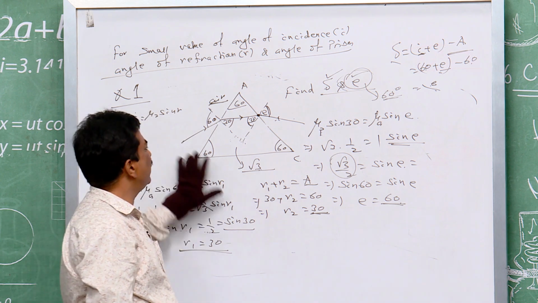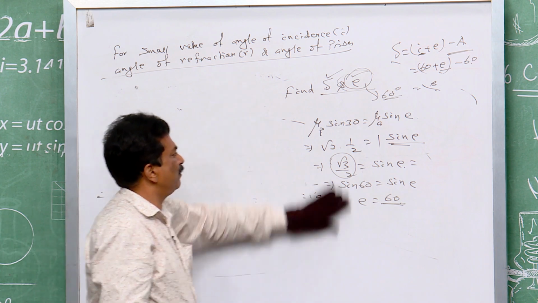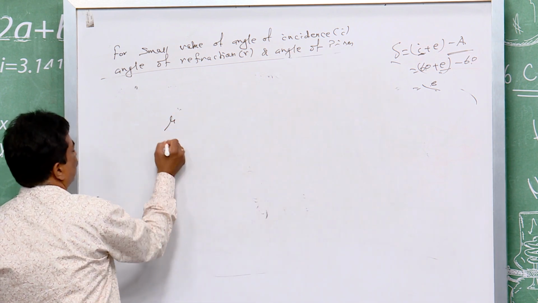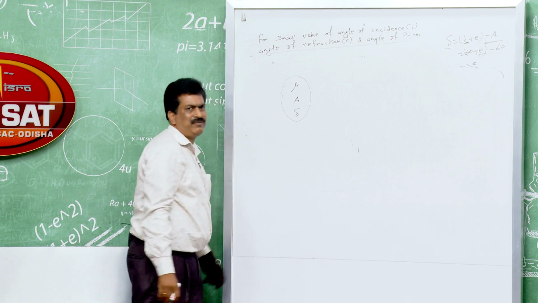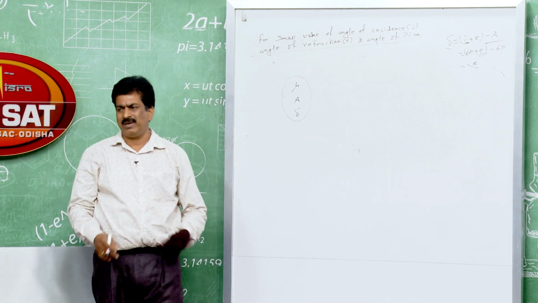With this, if I give you some more problems, you can also find them this way. The three most important formulas to remember are for μ, for A, and for δ. If you remember these three things, it will be helpful for your examinations. Thank you very much, my students.